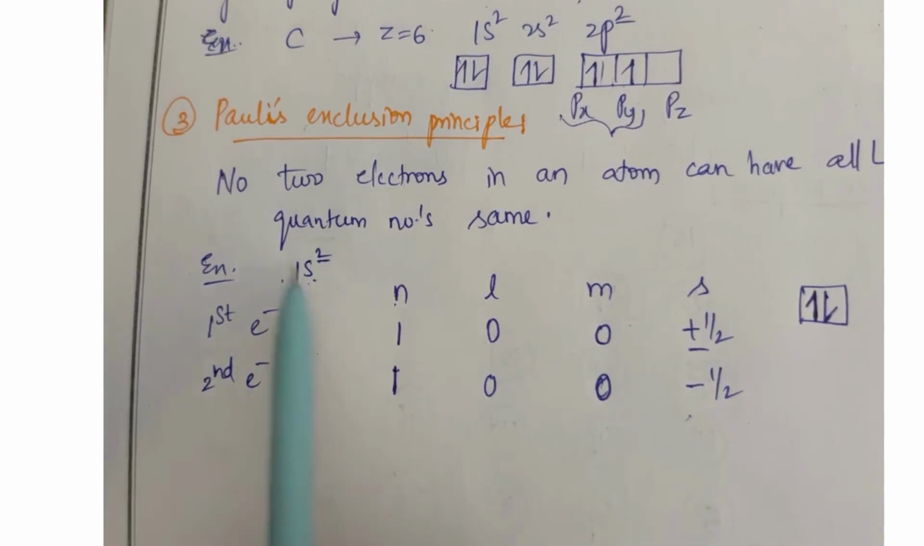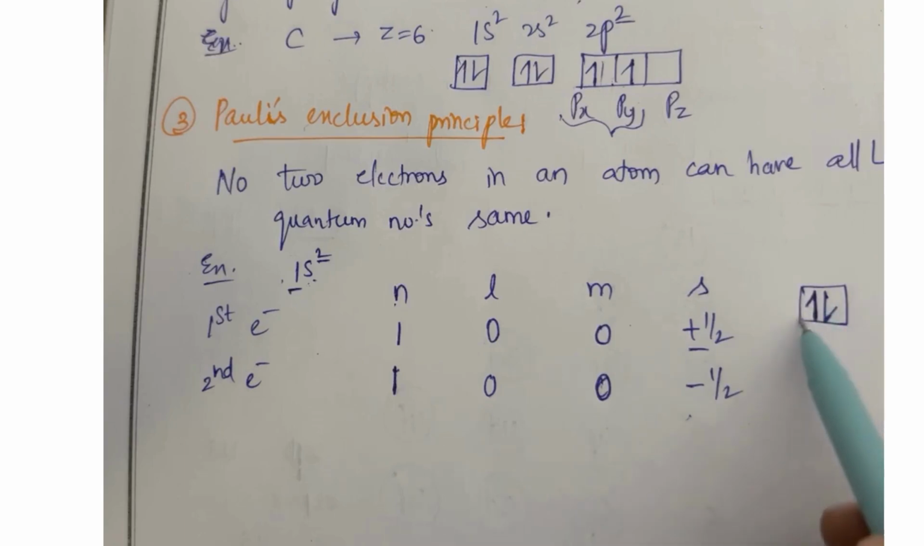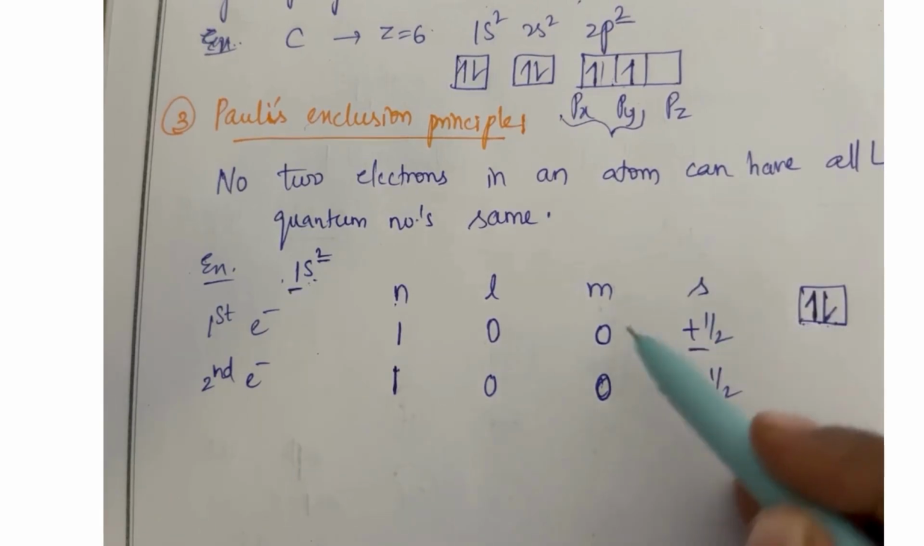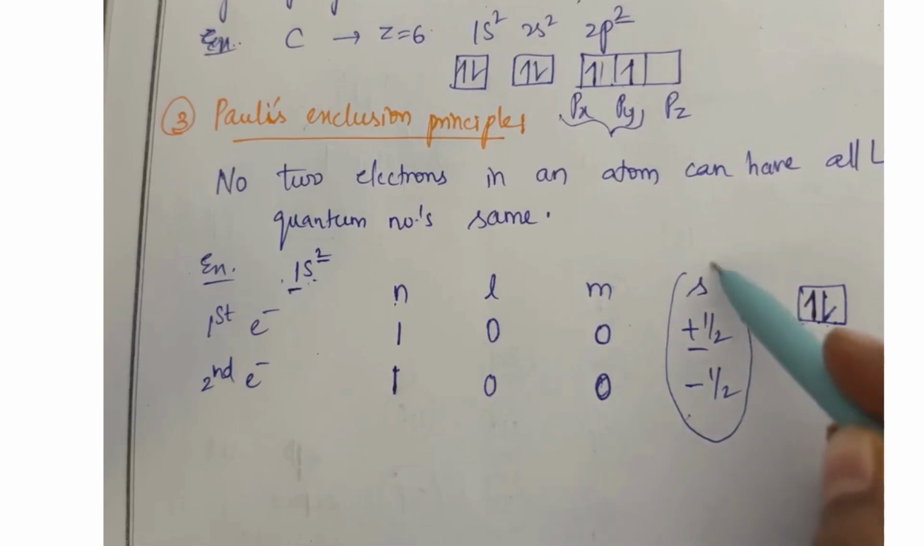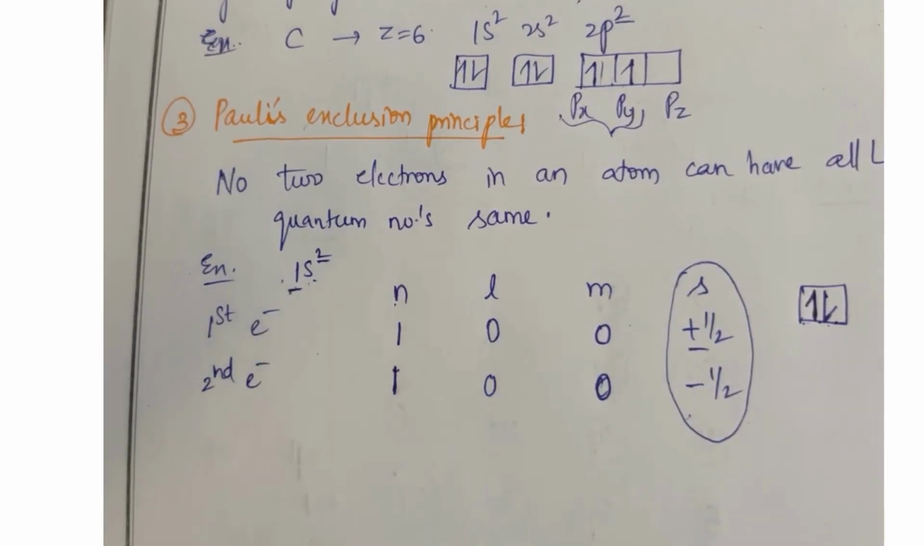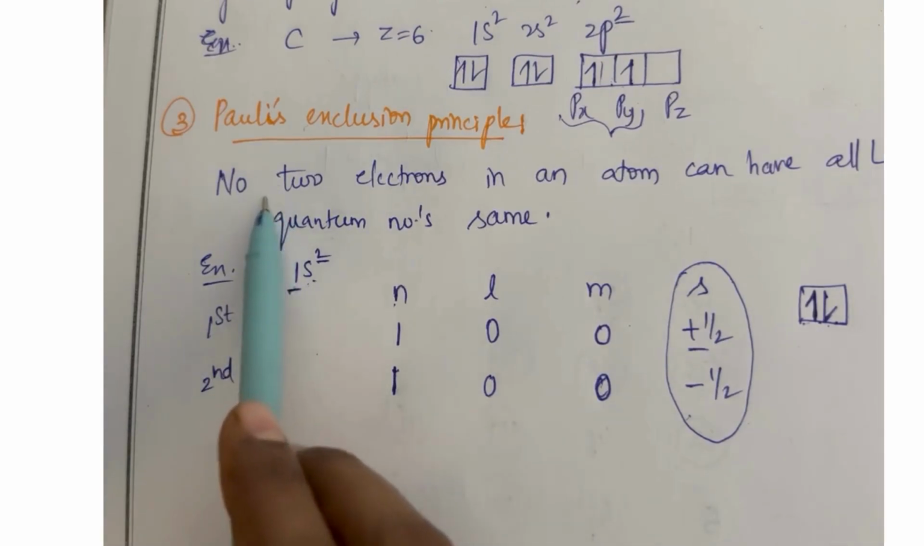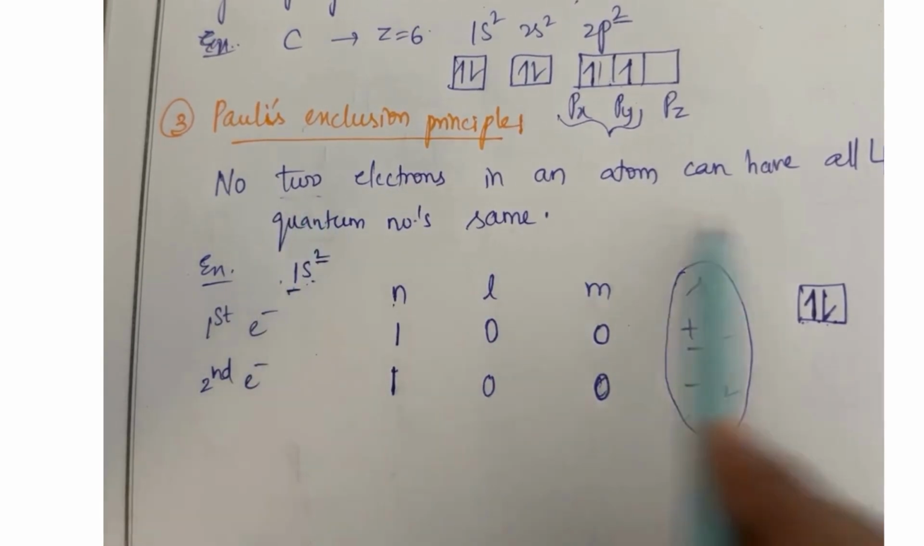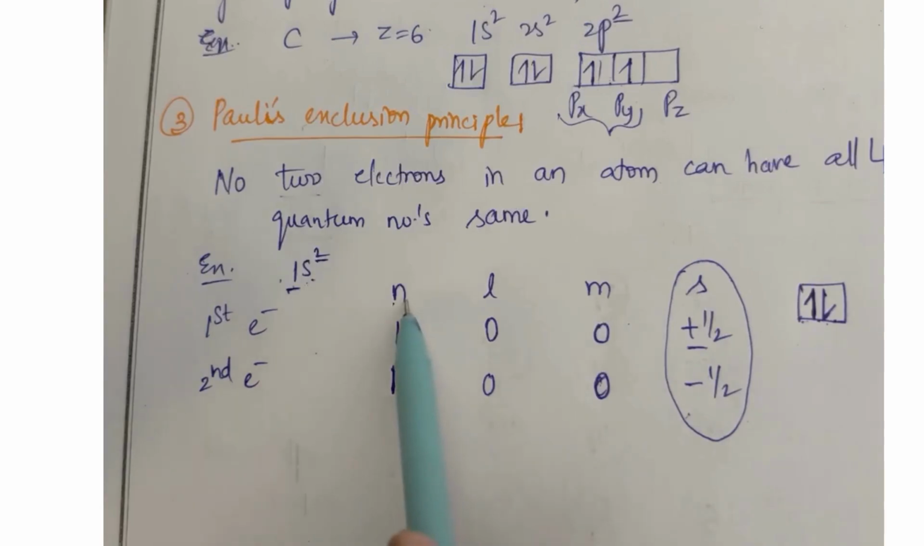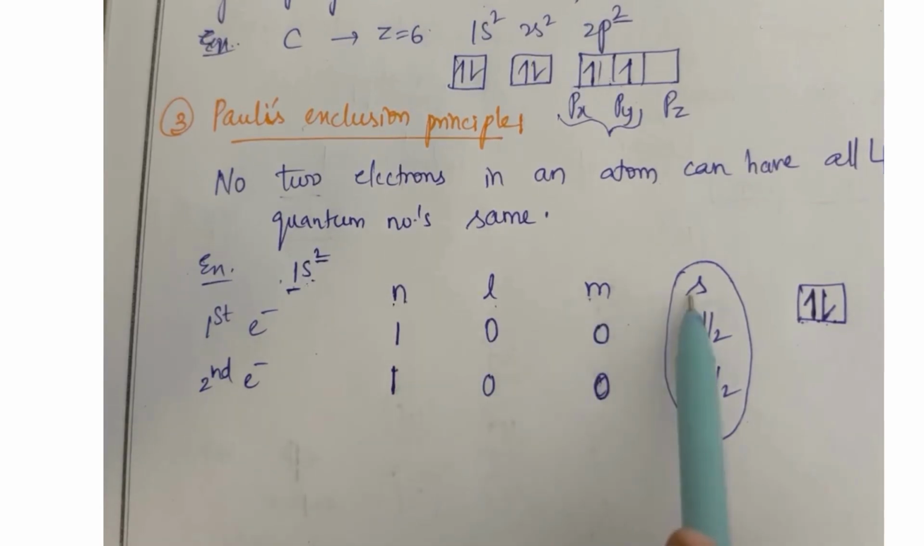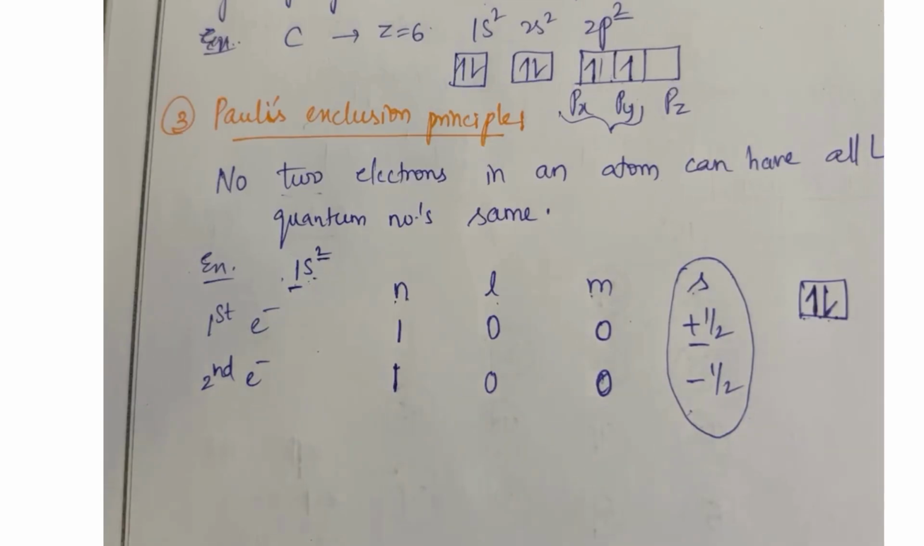So Pauli's exclusion principle states that in an orbital, when 2 electrons are there, one should be with the upward arrow, the other with the downward arrow, where the spin will vary for the 2 electrons present in the same orbital. No 2 electrons will have all the quantum numbers the same. n, l, m can be the same but not s. This is Pauli's exclusion principle.